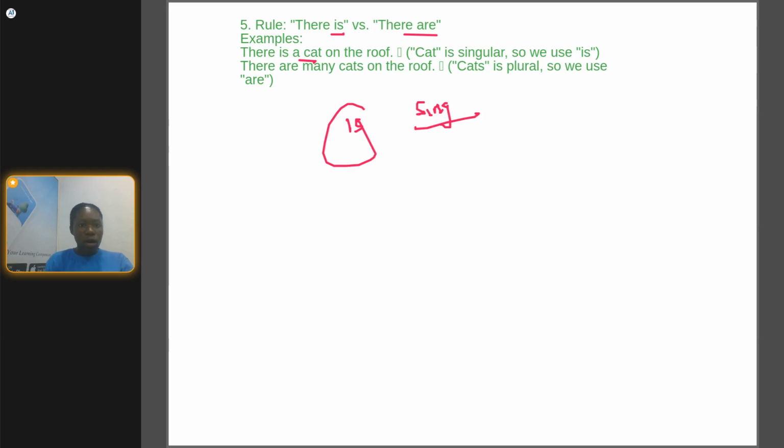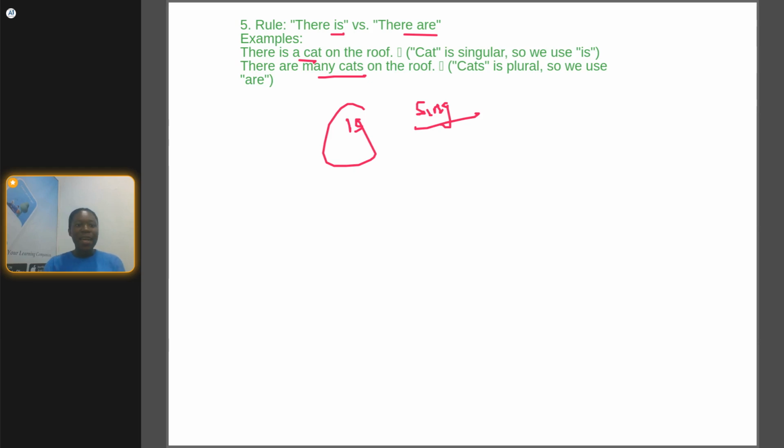As against there are many cats on the roof. There are many cats shows that there is more than one cat. And if you are using more than one, you cannot use is again. You are using are. So the rule of there is versus there are is that you use there is with a singular subject, then there are with a plural subject.